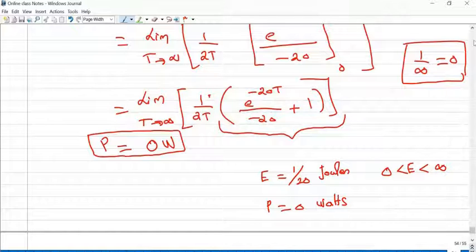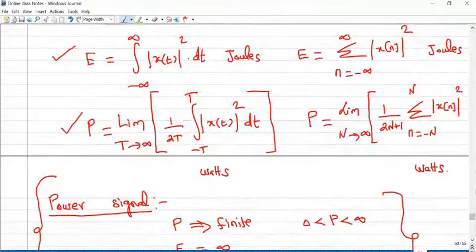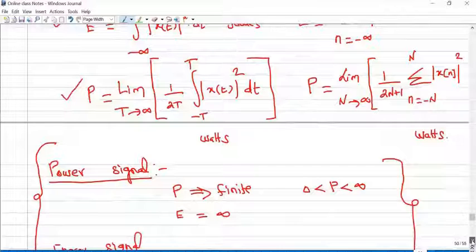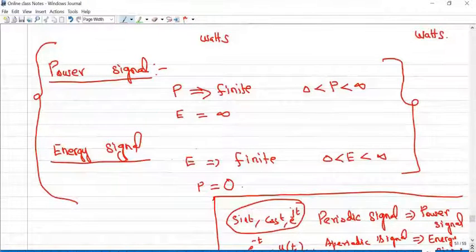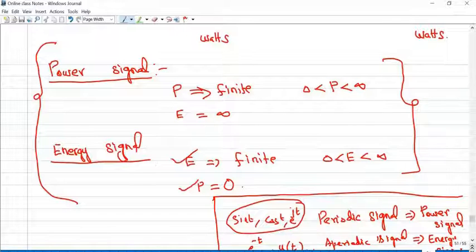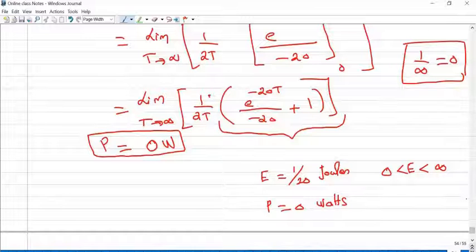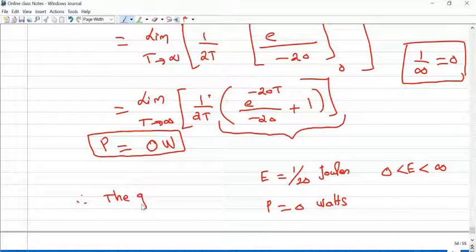So is this an energy signal or a power signal, according to our definition? Energy is finite and power is 0. Therefore, the given signal is an energy signal. This condition is satisfied, so the given signal is an energy signal.